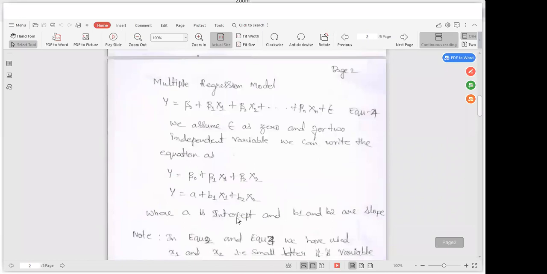Now, the multiple regression model. You can write the equation y is equal to b0 plus b1 x1 plus b2 x2 and so on, till bn xn plus epsilon.